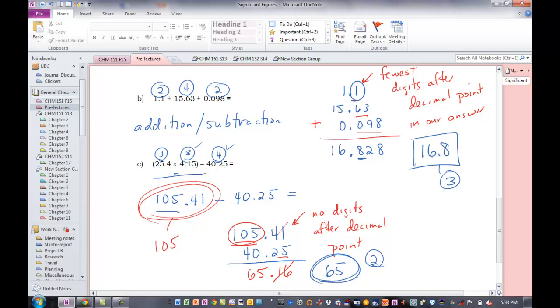And you have to keep track because, again, we really want to keep this entire number in our calculator and round to the correct sig figs at the end, but you need to make a note that that number is really 105, 3 sig figs, with no digits after the decimal point. I'm not going to carry any digits after the decimal point in my answer.